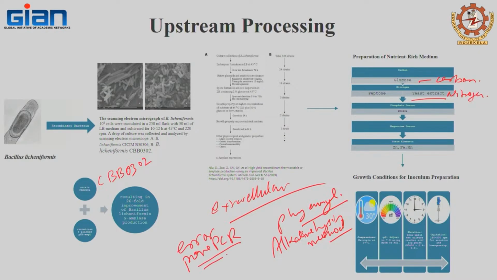So you said error-prone PCR. Error-prone PCR, okay, for random mutation in alpha amylase. By using Taq polymerase with altered magnesium or manganese concentrations, and then the PCR is run around 25 to 30 cycles for a mutated variant.